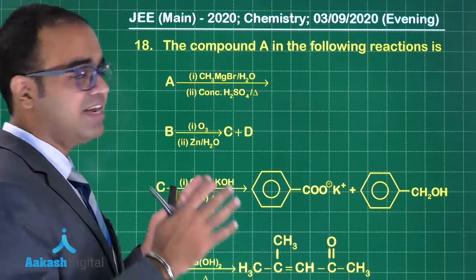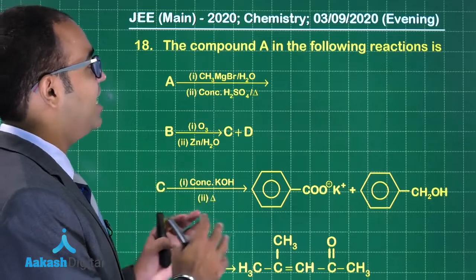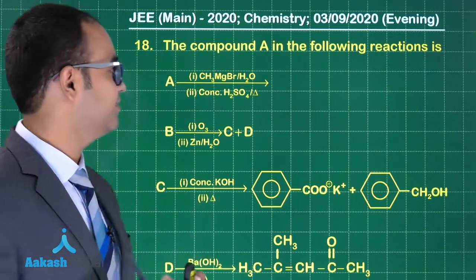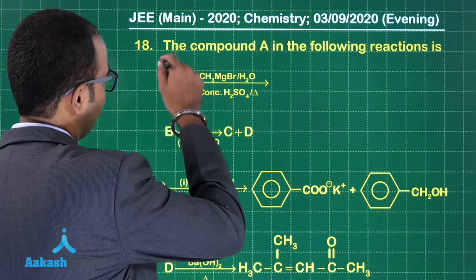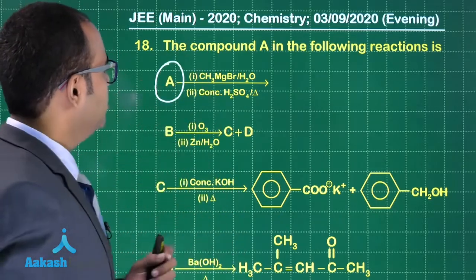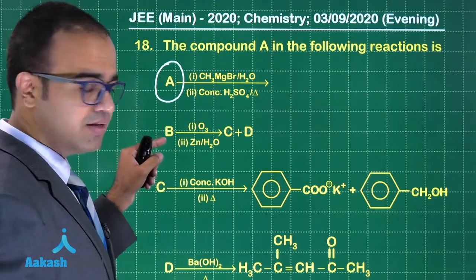Let us try and understand each and every reaction very carefully. Otherwise, there is always a chance that you may make a mistake, guys. You have to identify A. We have to identify what is A. So with Grignard's reagent followed by conc. H2SO4, it is giving you B.